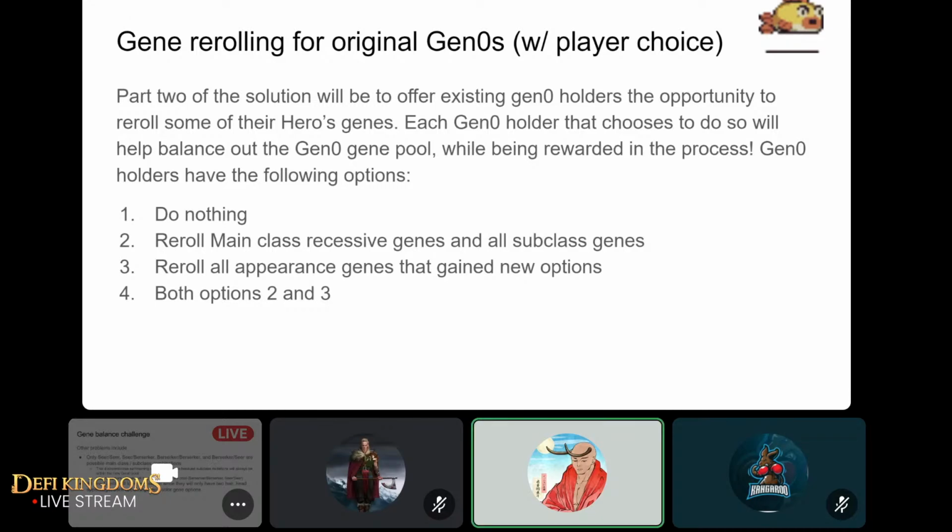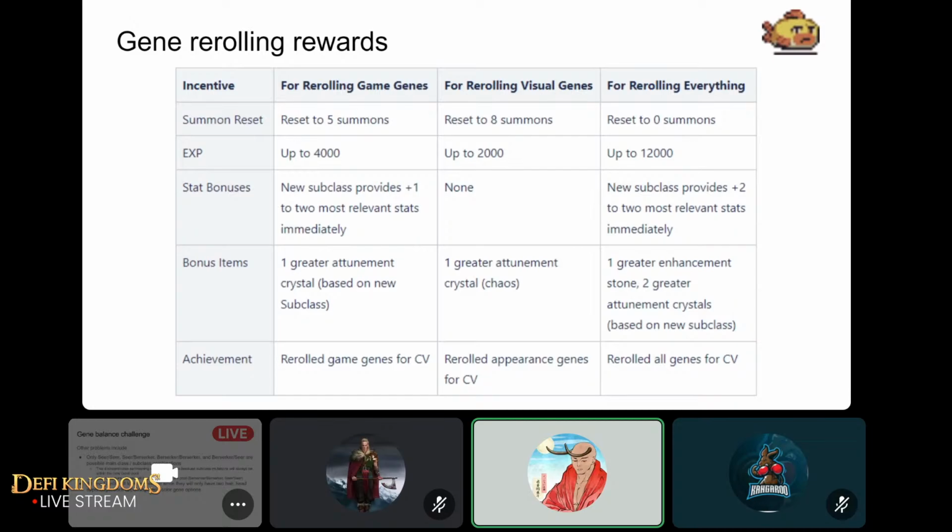So along with those options, just to add some extra juice, we plan to offer rewards to help incentivize players to do this. Because for each Gen 0 that does this reroll, it brings the gene pool closer to balance. I would be surprised if everyone did this, because some may have a pure knight that has all recessives as knights. Maybe they wouldn't want to reroll their game genes, but maybe they'd be willing to reroll their appearance genes.